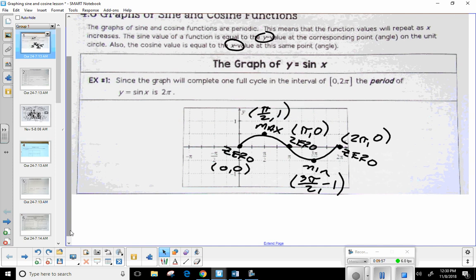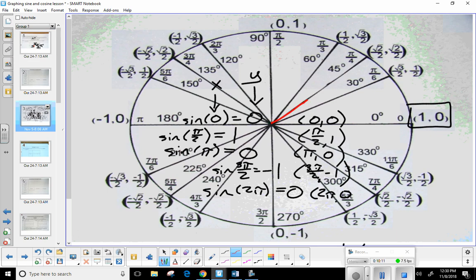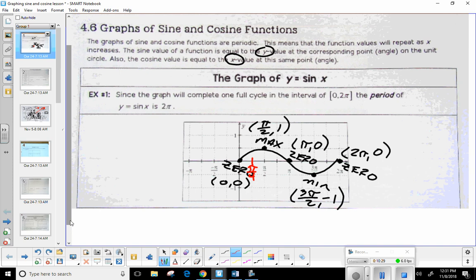Let's say we chose pi over 4. Pi over 4 is halfway between 0 and pi over 2, right? Well, let's look at our unit circle. If I look over at the unit circle, see, here's pi over 4. See, it's halfway between. So help me out here. What's the sine of pi over 4? Remember, it's the y value at that location, right? So on my graph, at pi over 4, if I were to go straight up until I hit the curve, that right there should be square root of 2 over 2.